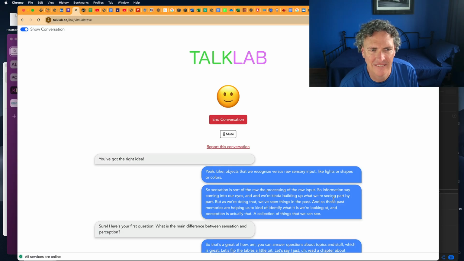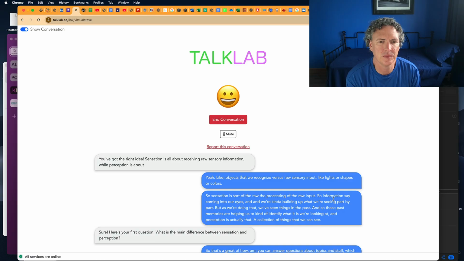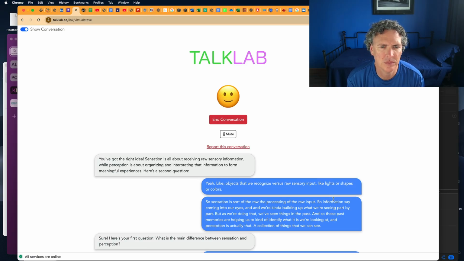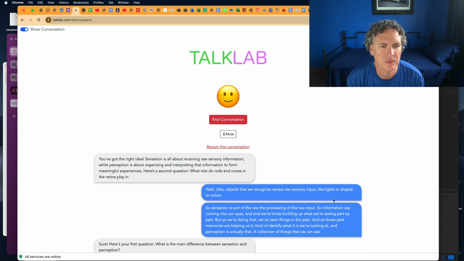You've got the right idea. Sensation is all about receiving raw sensory information, while perception is about organizing and interpreting that information to form meaningful experiences. Here's a second question. What role do rods and cones in the retina play in vision?